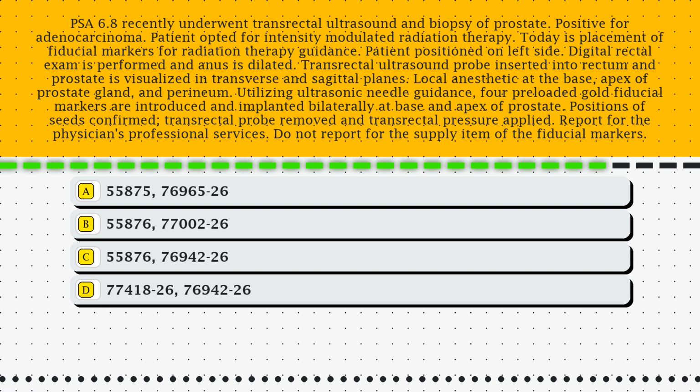Question 83. PSA 6.8, recently underwent transrectal ultrasound and biopsy of prostate, positive for adenocarcinoma. Patient opted for intensity modulated radiation therapy. Today is placement of fiducial markers for radiation therapy guidance. Patient positioned on left side. Digital rectal exam is performed and anus is dilated. Transrectal ultrasound probe inserted into rectum and prostate is visualized in transverse and sagittal planes. Local anesthetic at the base, apex of prostate gland, and perineum. Utilizing ultrasonic needle guidance, four preloaded gold fiducial markers are introduced and implanted bilaterally at base and apex of prostate. Positions of seeds confirmed, transrectal probe removed and transrectal pressure applied. Report for the physician's professional services. Do not report for the supply item of the fiducial markers.